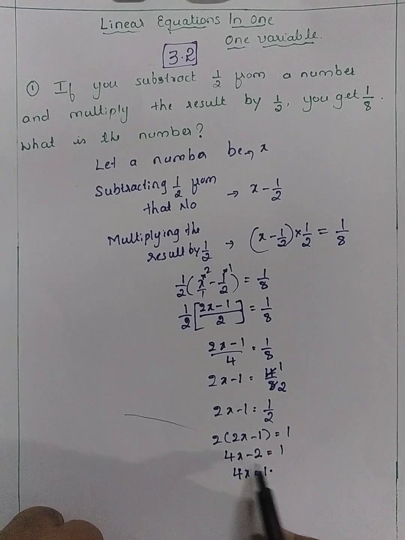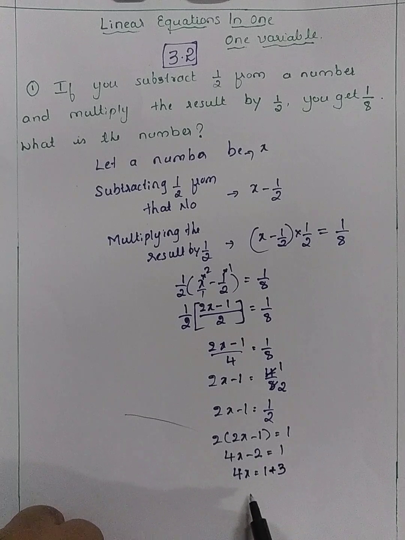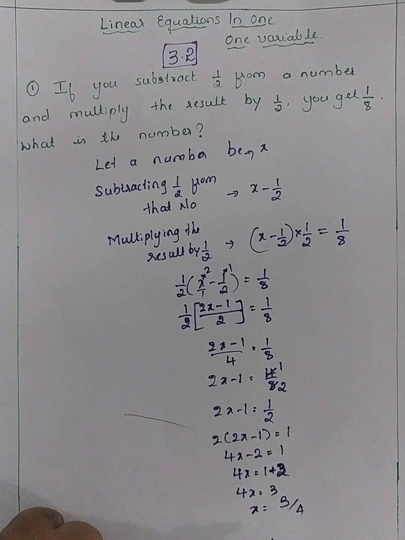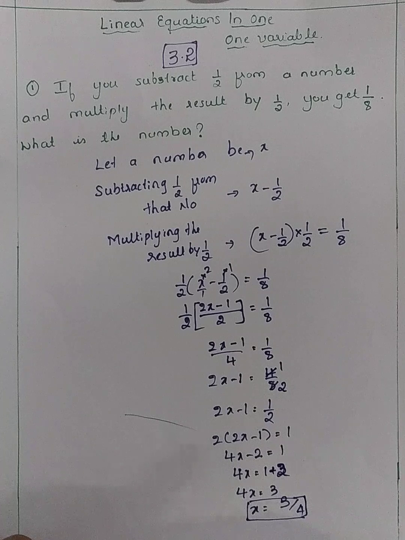Transfer this minus 2 to the RHS, you will get plus 2, that is 4x equal to 3. x equals 3 by 4. So what is the value of x? That number is 3 by 4. This is the answer for the first question.